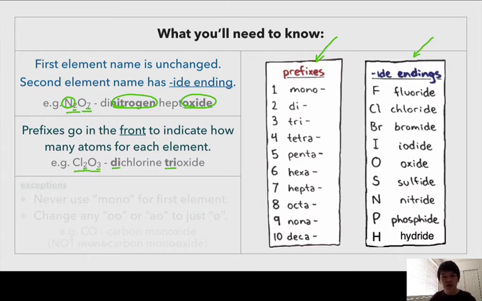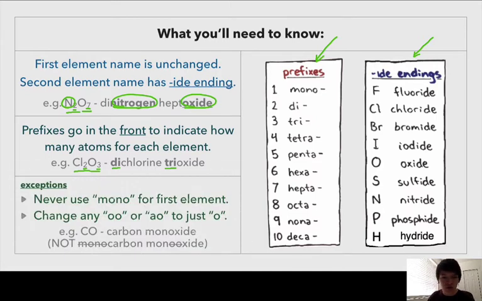Here's the last rule, and the last rule is actually just two exceptions. The first exception is to never use the prefix mono on the first element. Okay, just don't do it. And the second exception is that we don't want any oohs or ows in our names. Anytime you see that, just change it to an O.